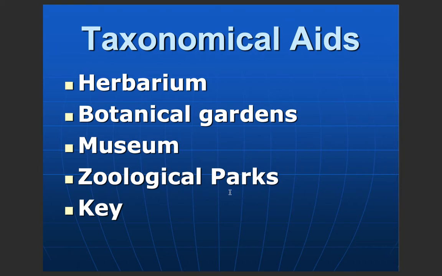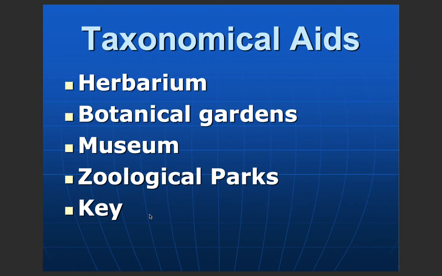Zoological parks or zoos also help us to study the different animals kept there, and we can study them at one place. Key is another taxonomical aid which helps us to arrange the different organisms in the living world into different groups and subgroups. With that, we have completed today's important topics that we have taken in this chapter.